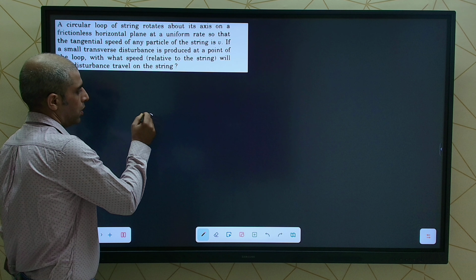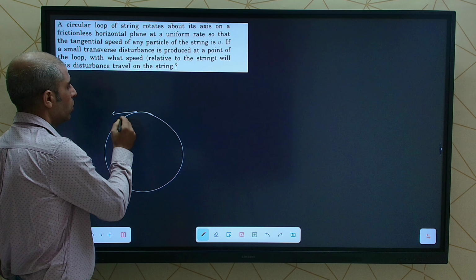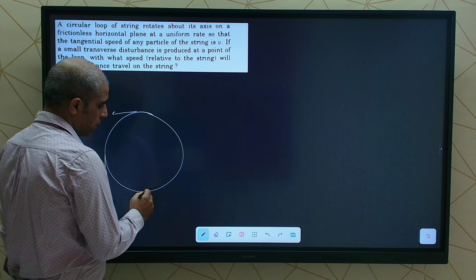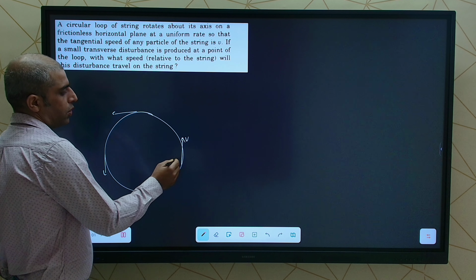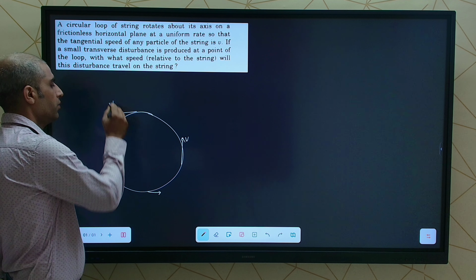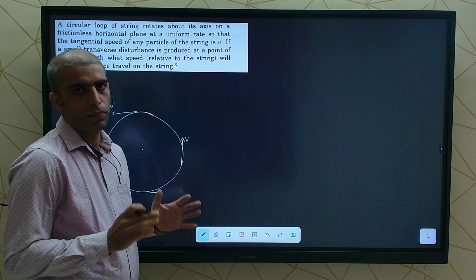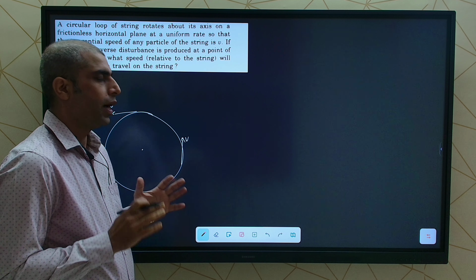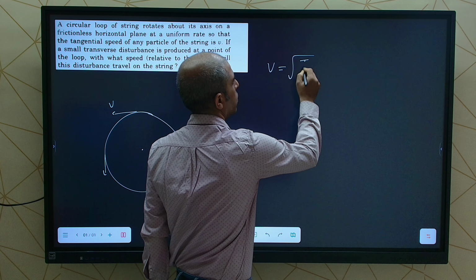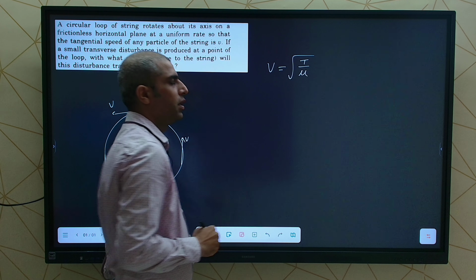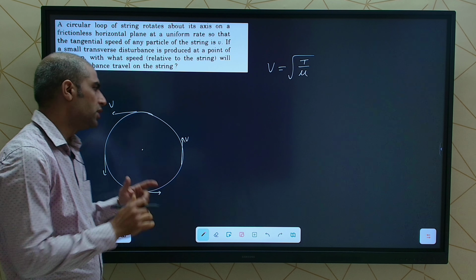So there is a loop rotating on a smooth table, and each point has tangential velocity v. So what is the process to solve this question? As we know, the speed of a transverse wave on this string is root under T by mu, where T is the tension in the string and mu is the mass per unit length. So our aim is to find the tension in the string.